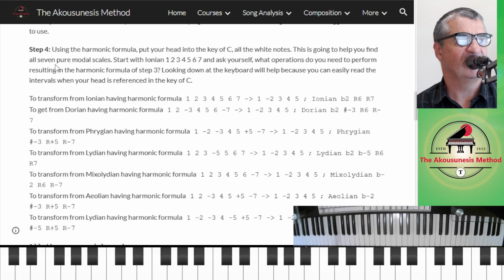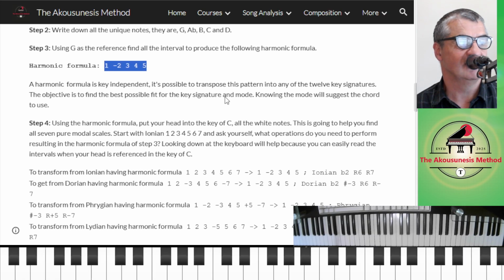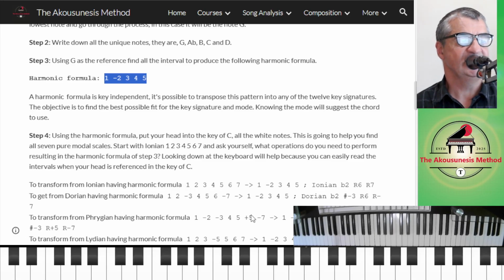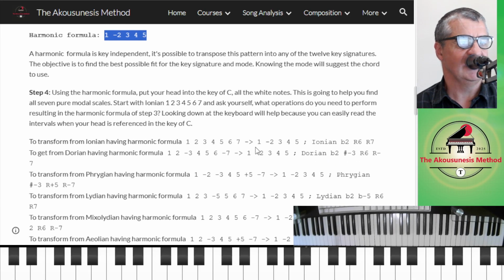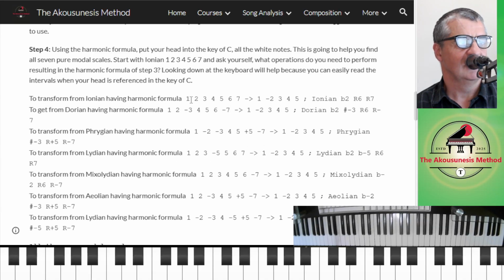This is going to help you find the 7 pure modal scales. Start with the Ionian 1, 2, 3, 4, 5, 6, 7 and ask yourself, what operations do you need to perform resulting in the harmonic formula of step 3, right? So basically, we're going to be looking here, and this is the Ionian just here, right?